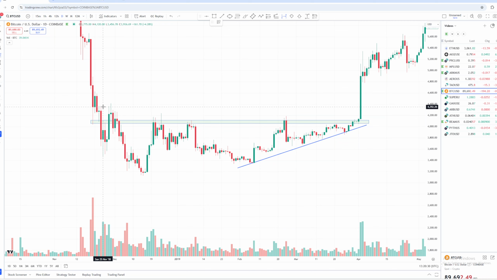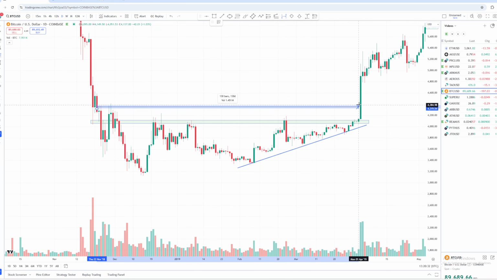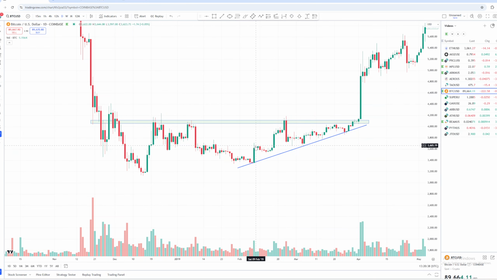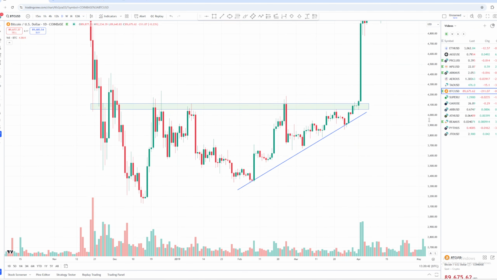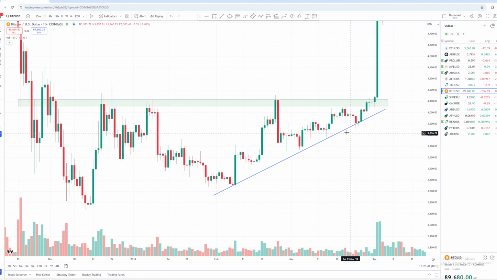And also take a look at this. This took around 130 days to develop, so quite a long period of consolidation. And then once the move started here, and we can zoom in a little bit more, you see that right away we didn't just break out and fly. This is the ideal scenario.